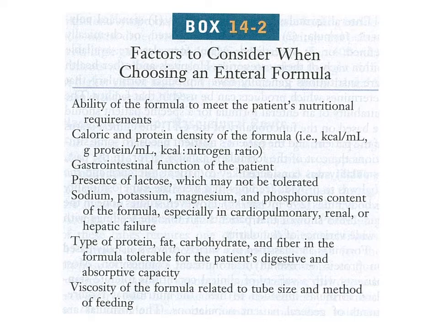So factors to consider when choosing a formula. So we're going to take a look at the total calorie and protein density, the GI function, the presence of lactose, the electrolyte makeup, again looking at those specific macronutrients, so what state they're in, how complex or how broken down, and the total amount of that protein, fat, carbohydrate. For example, our dialysis formula is going to be higher in protein, whereas our pulmonary formulas are going to be higher in fat and lower in carbohydrate.